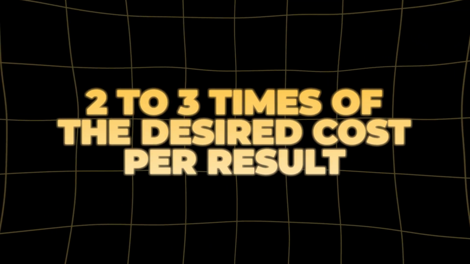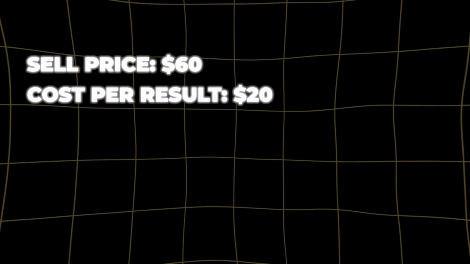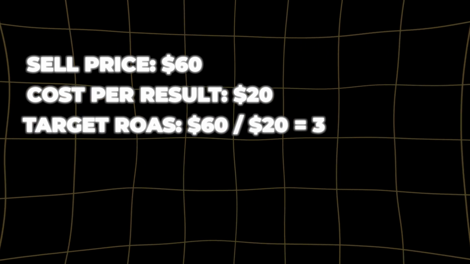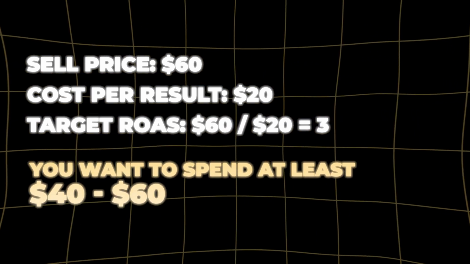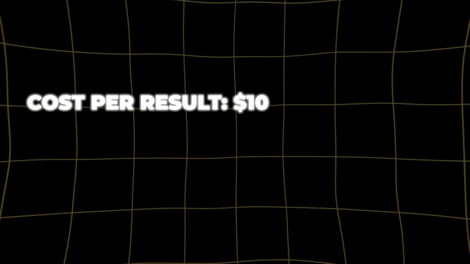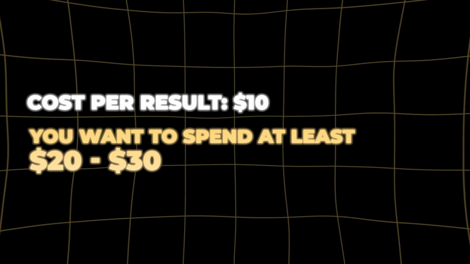Now, the rule that I always go by is 2 to 3 times of the desired cost per result. So let's say you're selling your product for $60 and you want a cost per result of at least $20. So your target ROAS is 3. Well, then in that case, you want to spend at least $40 to $60 to make a decision about the ad. Let's take another example. Let's say your target cost per result is $10. Then you want to spend at least $20 to $30 before you're making a decision.